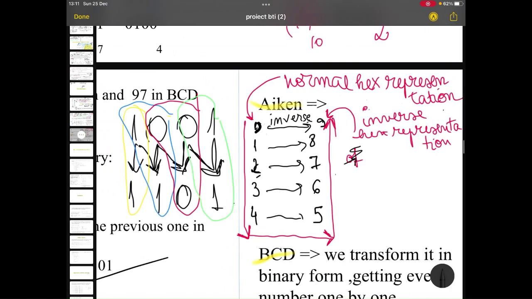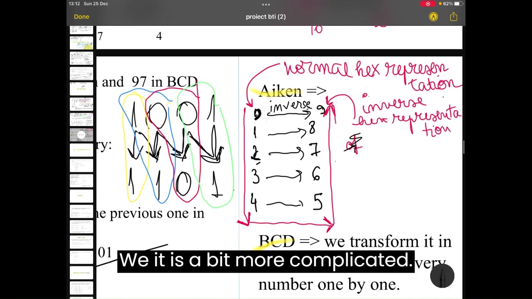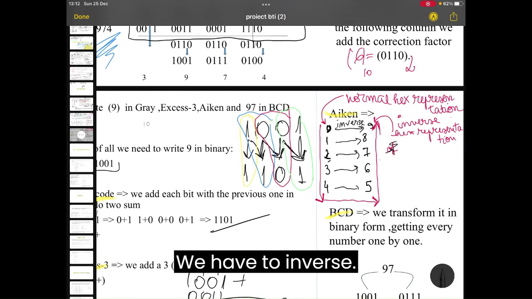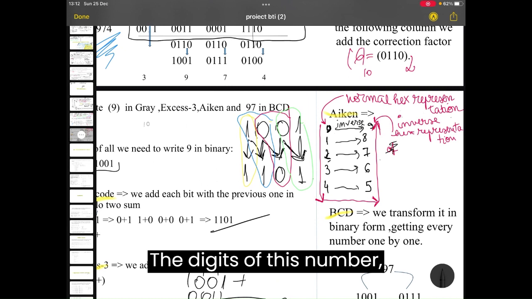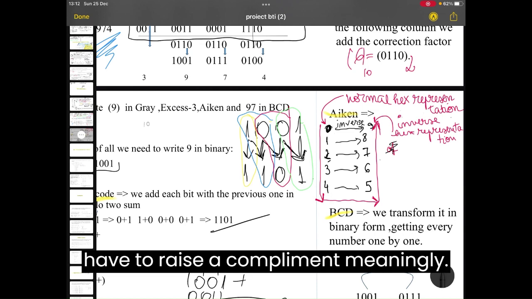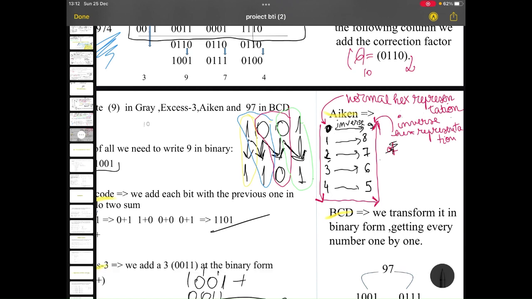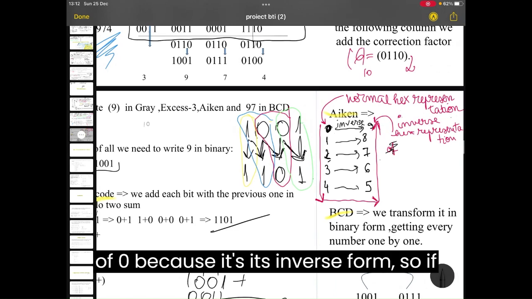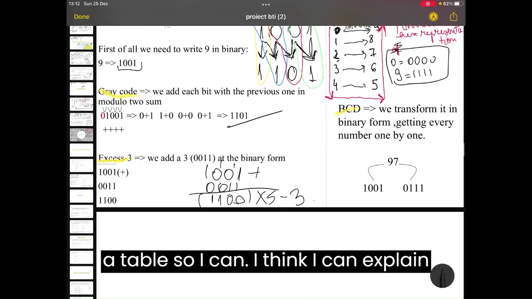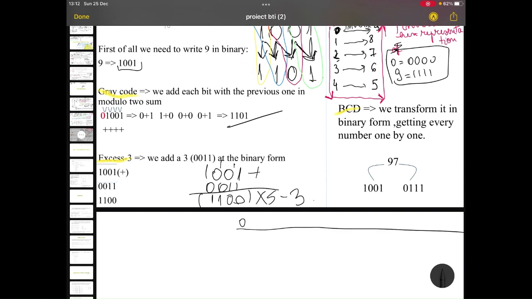In icon, it is a bit more complicated. We have to inverse the digits of this number, so we have to write a complement meaningly. For example, 9 is the complement of 0 because it's its inverse form. So if 0 is 0, 0, 0, 0, 9 will be 1, 1, 1, 1. I think it would be better if I make it a table, so I think I can explain it better.